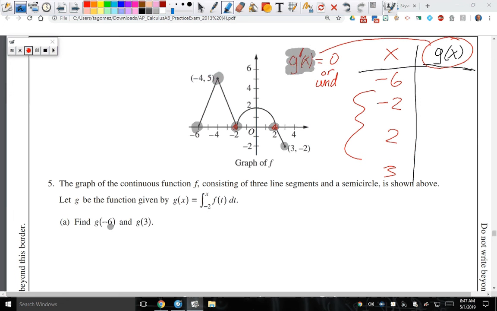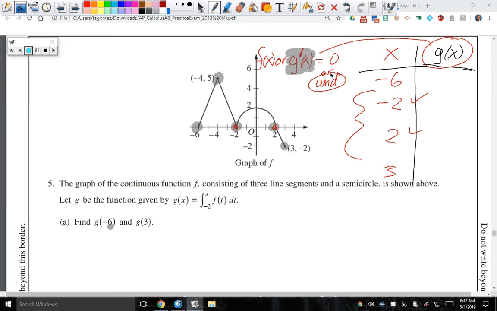But I'm asking you, when is G prime of x, otherwise f of x per the second fundamental theorem, 0? Well, we said at negative 2 and 2. But when is it undefined? What would that look like on the graph? It would be a removable discontinuity or a vertical asymptote. You with me? Like it wouldn't exist in the domain. You wouldn't see a point.